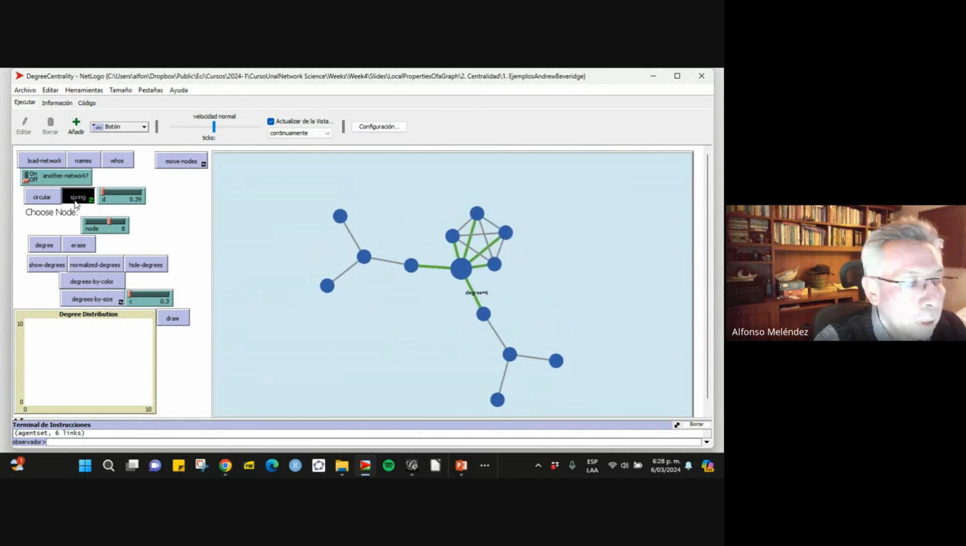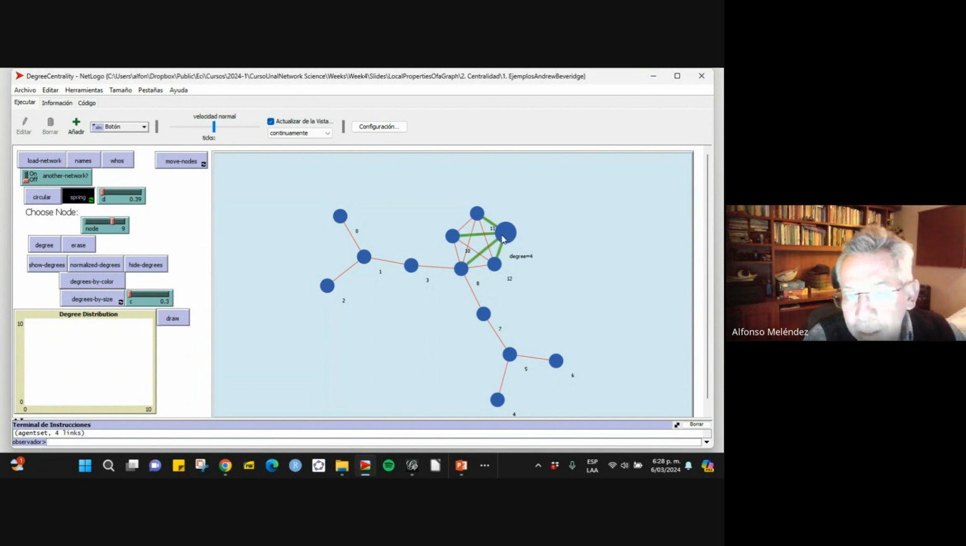For example, here, this node has degree 6. I could go to another node, and this model shows the degree of each node. So it is very clear what is the degree. Here are all the degrees of the nodes. Here are the normalized degrees.